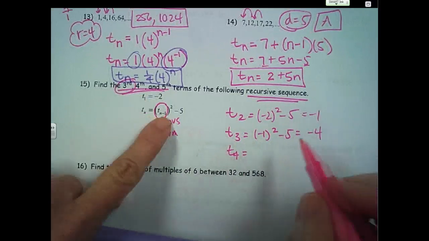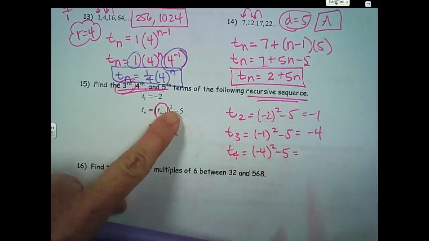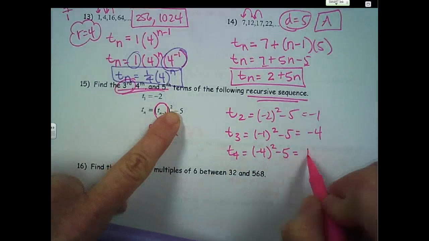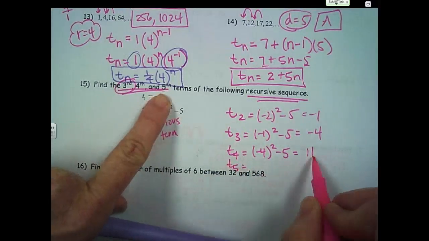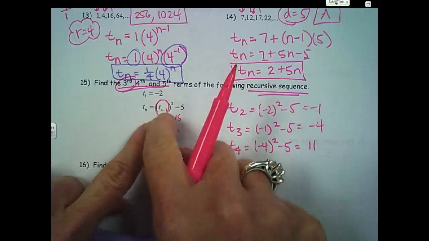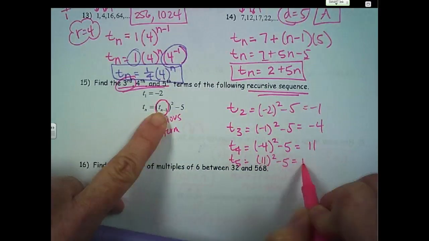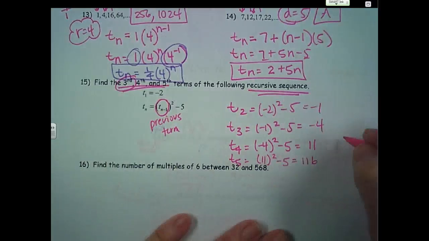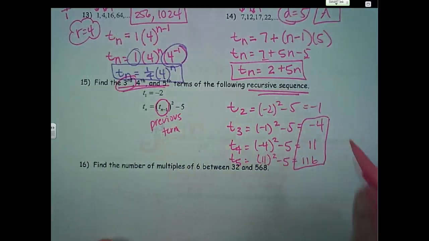Okay, the rule is use the previous term, which would be negative 4 squared minus 5, which gives you 11. And then the fifth term, use the previous term squared, so 11 squared minus 5, which gives you 116. So the answers are these three right here: negative 4, 11, and 116. That's the third, fourth, and fifth term.